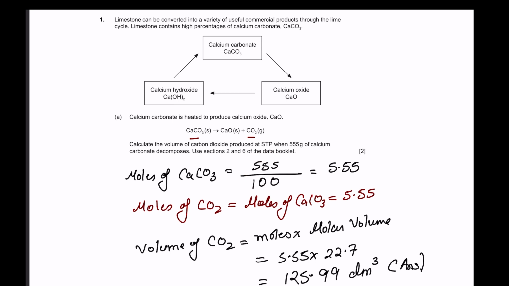Now, as the stoichiometry is 1:1, 1 mole of calcium carbonate will give rise to 1 mole of CO2. So moles of CO2 in this case will be equal to 5.55. Now the volume of CO2 will be moles times the molar volume. Moles is 5.55, molar volume is 22.7. So finally we get the answer as 125.99 decimeter cube.